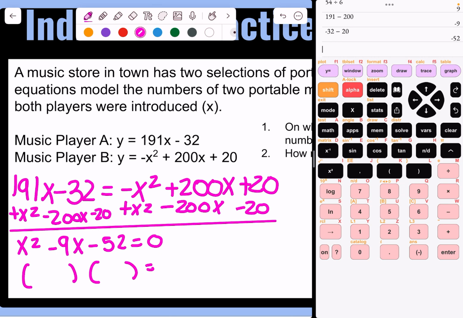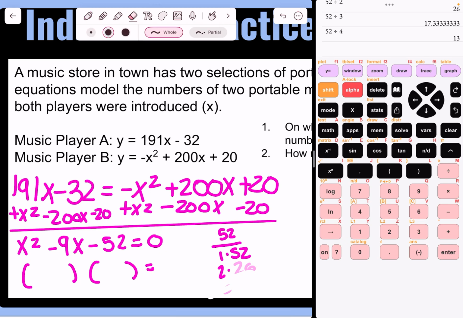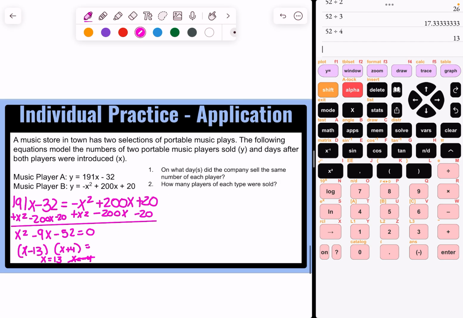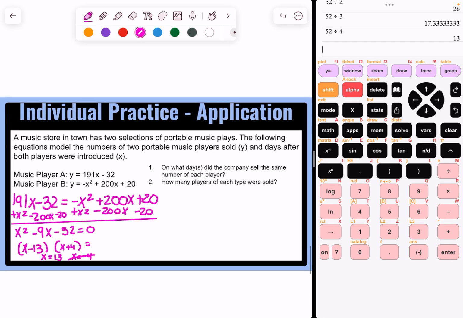Okay. Numbers that multiply to 52 are 1 and 52, 2 and 26, 3 doesn't work, 4 and 13. Hey, those are the numbers, 4 and 13. So x minus 13 and x plus 4, meaning that our answers would be x equals 13 and x equals negative 4. Our answer can't be negative 4 because we can't have a negative number of days.